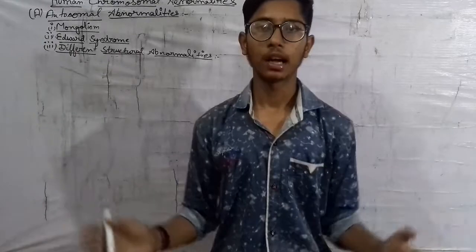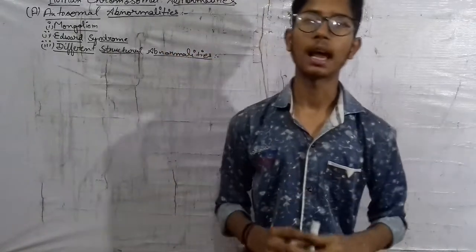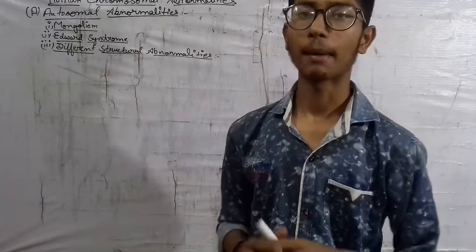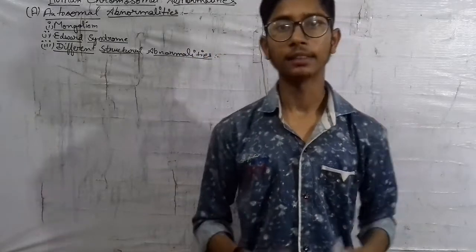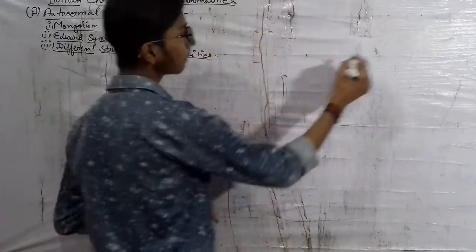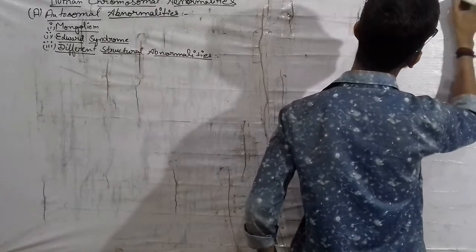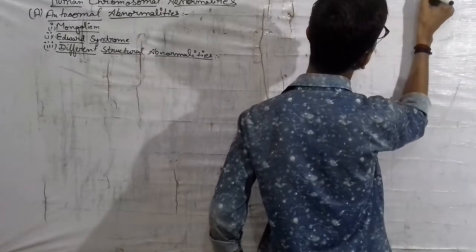Welcome to Lecture's Point. I am taking your class, lecture number 2 of chromosomal abnormalities. Yes, my dear friends, we are talking about chromosomal abnormalities. It is lecture number 2 of this, and we are discussing chapter number 36 of the RBSE board.